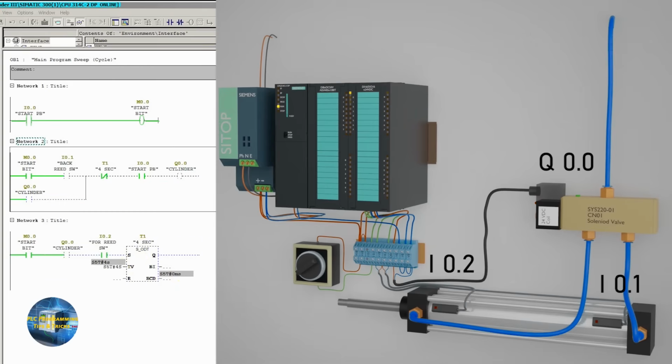Once the 4 seconds are over, it will turn off the cylinder Q0.0 and again start the cylinder to move forward. And once again the piston gets into the forward position, it will again reset the cylinder output. This process will continue until we turn off the start switch. As soon as we turn off the start switch, it will turn off the Q0.0 cylinder and reset all the timer and the output bits.